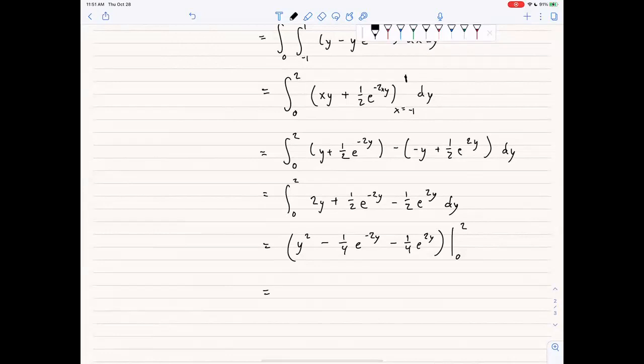Okay, and so let's finish. We have 4 minus 1/4 e to the minus 8 minus 1/4 e to the 8 minus quantity. Okay, so I get 0 minus a half. So this is going to be 4.5. Okay, I'll just leave it here.